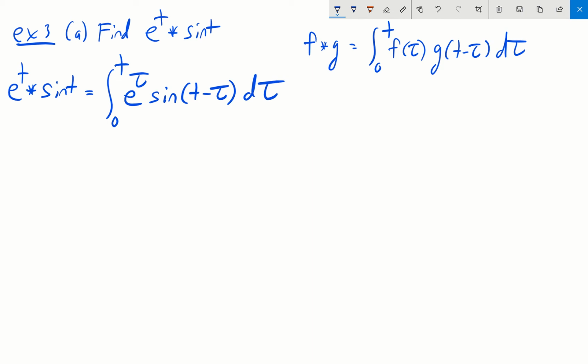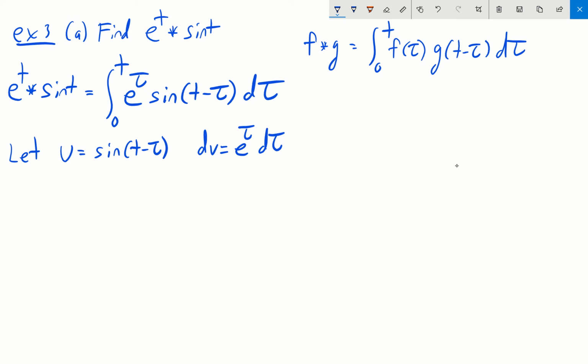Okay. We've seen this a bunch in Calc 2 and a few times in our class already, but when you're trying to integrate an exponential times a sine, we're going to need to use integration by parts. In particular, it's going to be integration by parts twice. So let's start off. I'm going to let the u be equal to the sine of t minus tau, and I'm going to let the dv be e to the tau d tau. Okay. So keep in mind, again, the integration is done with respect to tau.